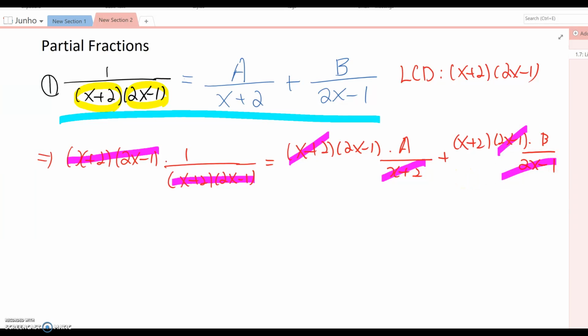So based on this, if I rewrite this equation, then this becomes 1 equals (2x minus 1) times A plus (x plus 2) times B. Okay, so now of course we can distribute and then maybe combine like terms. That can be one method here, but this time we focus on finding the values of A and B, or maybe we can eliminate either A or B here.